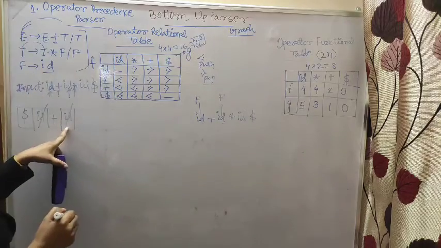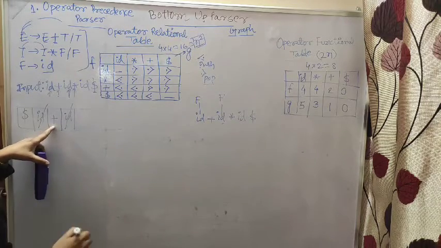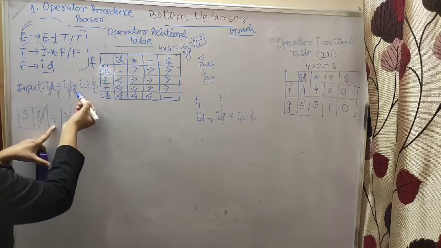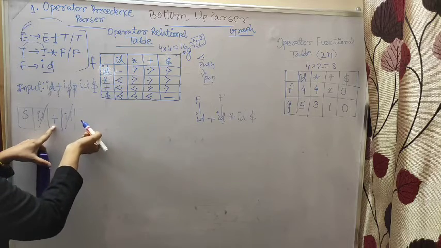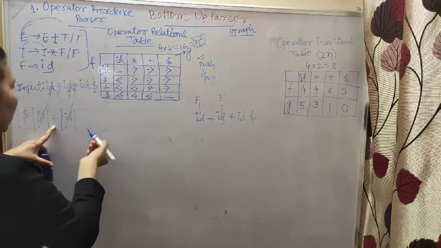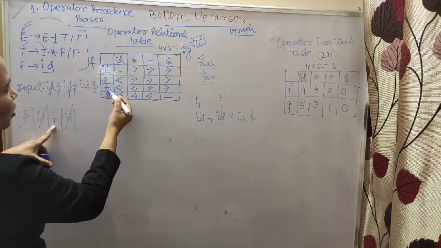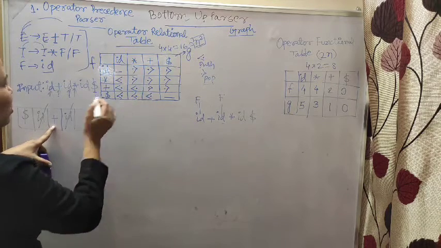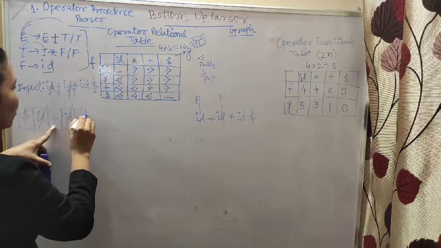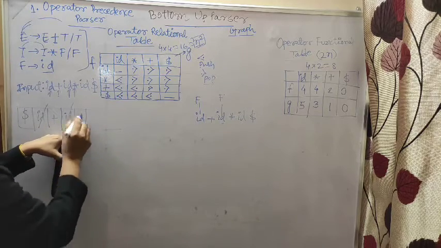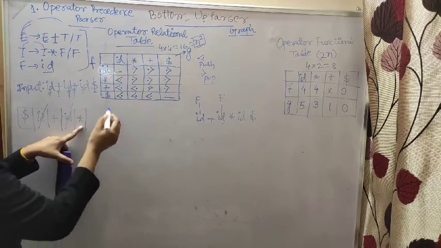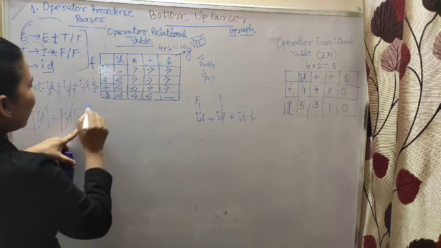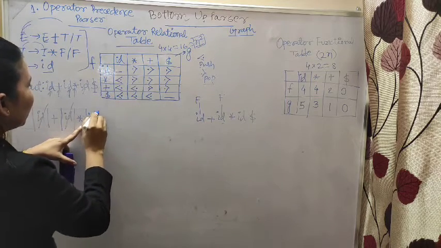Okay. So then I have plus. Plus and star we will check it, because star we have not entered here yet. Plus and star, less than. That means star will push the data. Now star and ID will check. Star and ID, ID will push the data.